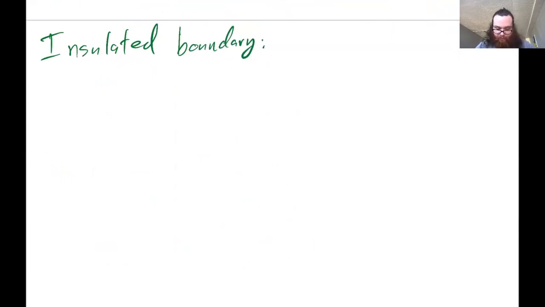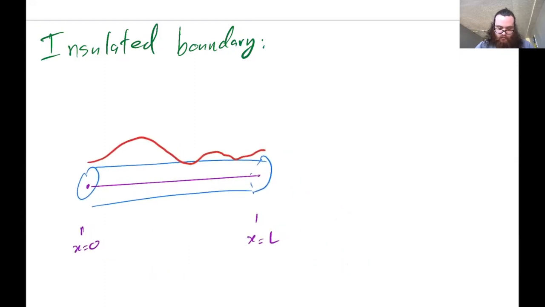And what does this mean? Well, here's the rod. So if something's insulated, it means that nothing can flow in or out, right? Heat or energy can't flow in and out.